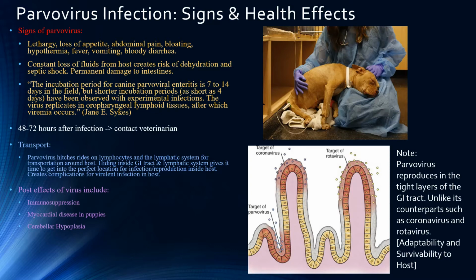It hitches a ride through the lymphatic system and infects lymphocytes where it can hide inside them. And then when it gets to the GI tract, as you can see here, it kind of hides in these little coves of the GI tract so it can reproduce and not be found.